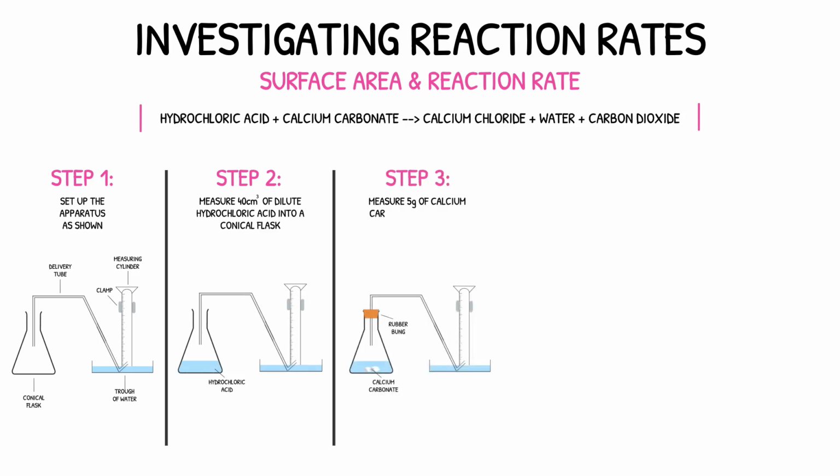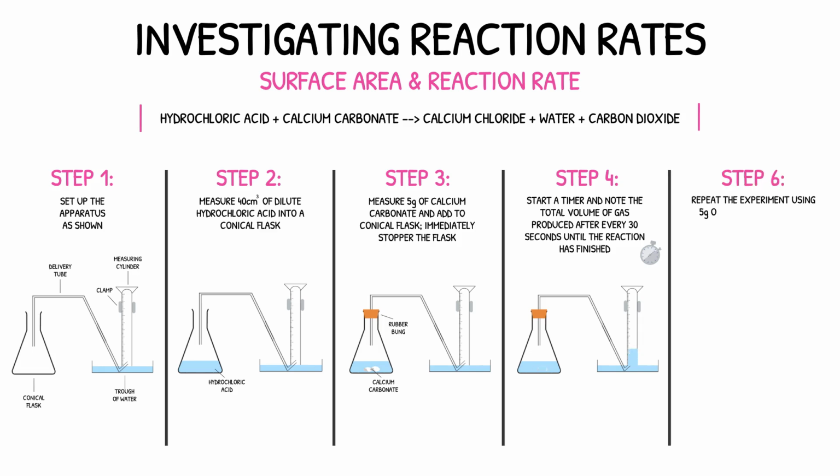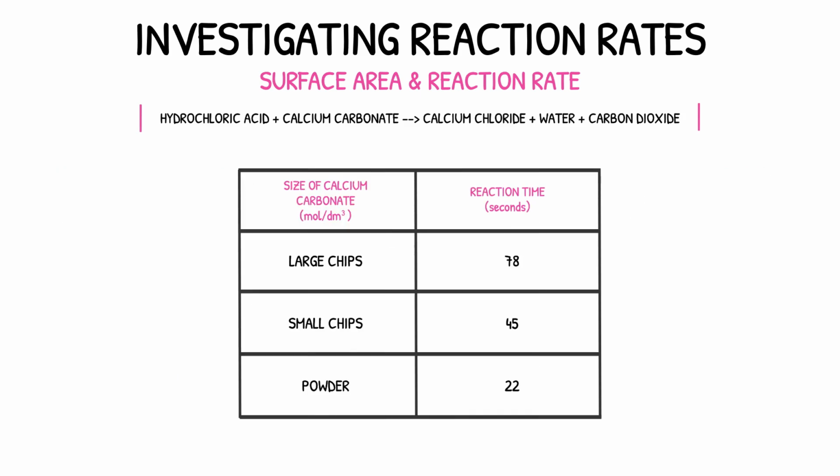Then, we measure 5 grams of calcium carbonate using a scale. This is added to the dilute hydrochloric acid in the conical flask and immediately stoppered to prevent the carbon dioxide gas from escaping. Start a stop clock and record the volume of gas produced every 30 seconds until the reaction has finished. Repeat these steps, each time using 5 grams of calcium carbonate with a larger surface area than the previous. At the end of your practical, the results in your table should look something like this.